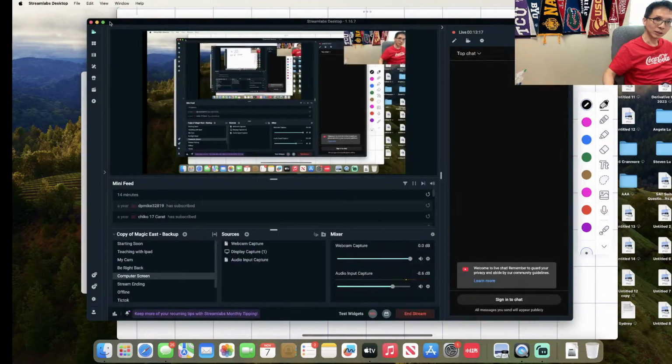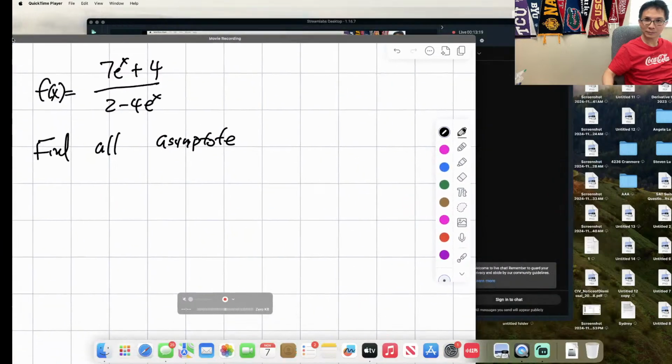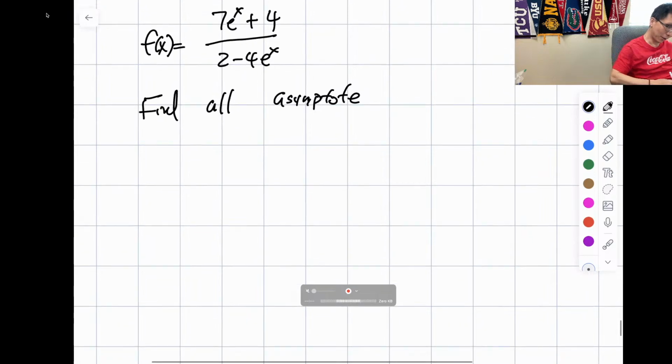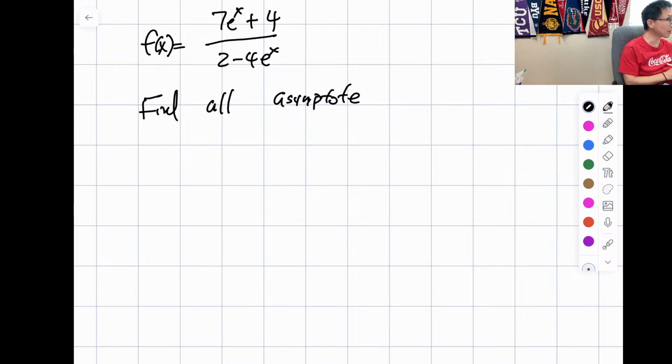Okay, so I hear we're going to talk about how many asymptotes you guys found. 3. All right, so no, I'm not gaslighting you. You said slant doesn't count, but there are 2 horizontal, and there's 1 vertical. You found 3?